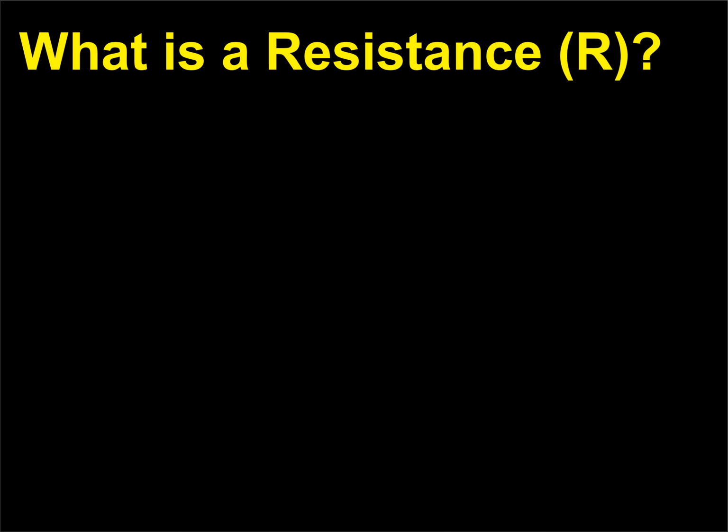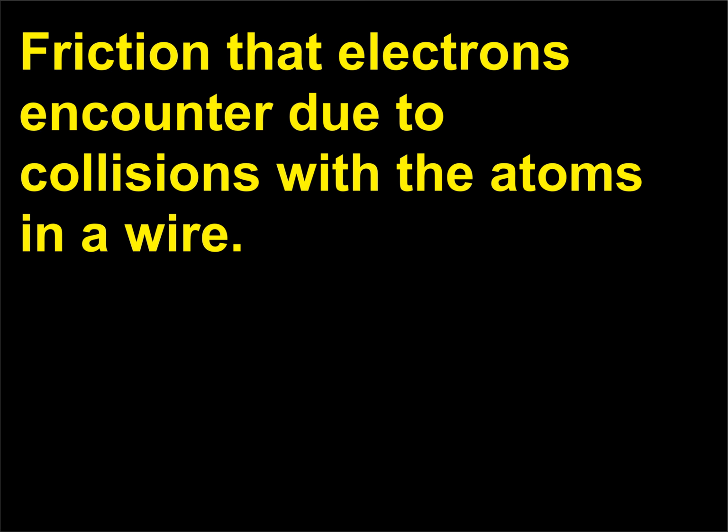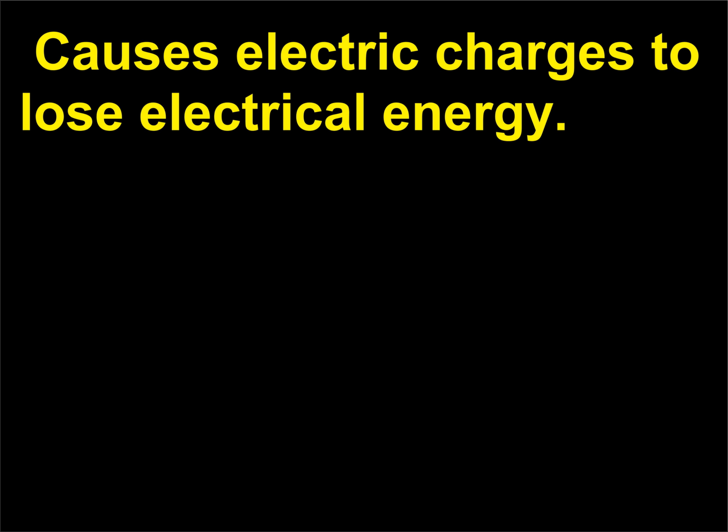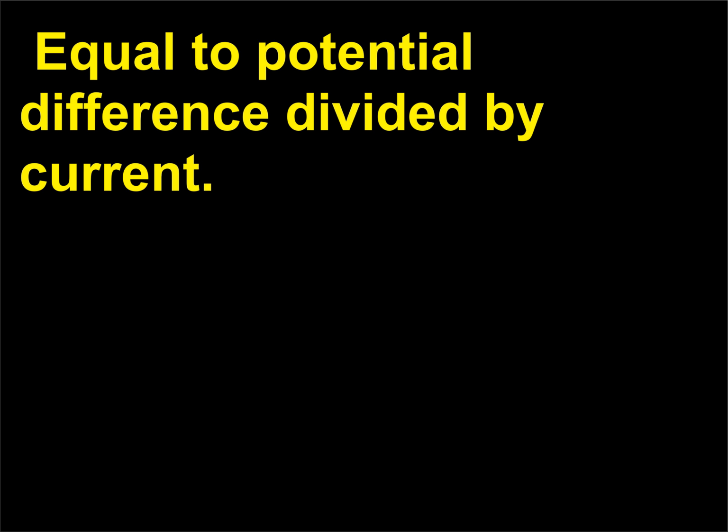What is a resistance, R? Friction that electrons encounter due to collisions with the atoms in a wire causes electric charges to lose electrical energy, equal to potential difference divided by current.